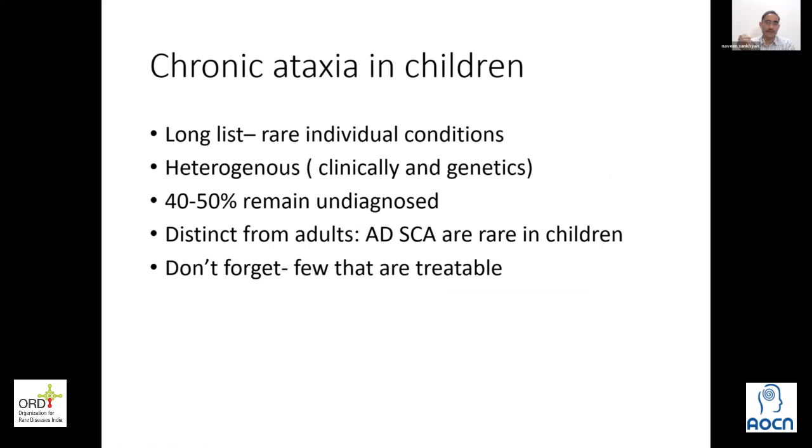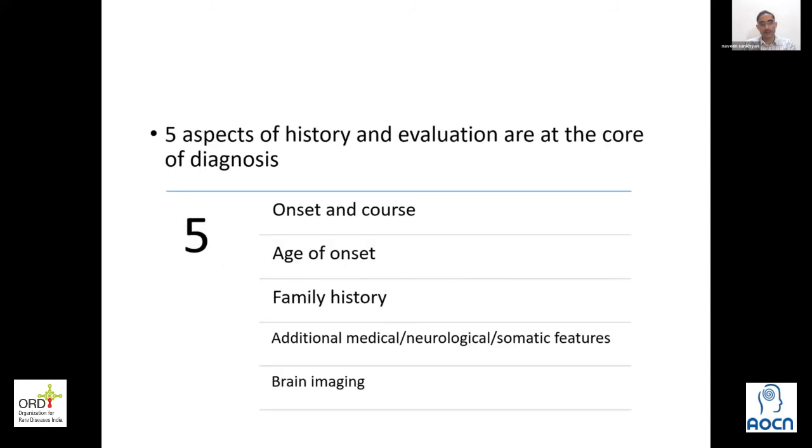So a quick recap on what we have discussed already. Chronic ataxia in children is a long list of conditions. They are individually rare and they are heterogeneous, both clinically and from a genetic perspective. 40 to 50% of these children remain undiagnosed despite the best of workup, as distinct from adults where they generally have autosomal dominant spinocerebellar ataxias. The recessive forms are seemingly more common in children. And we should never forget the few treatable causes.